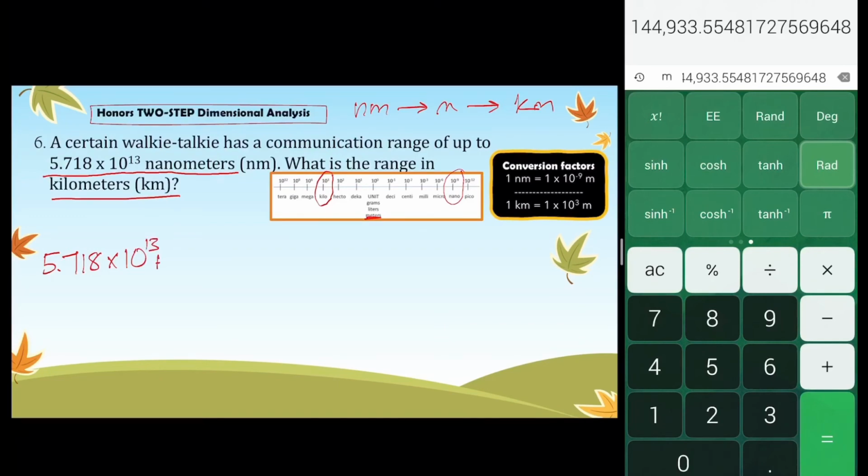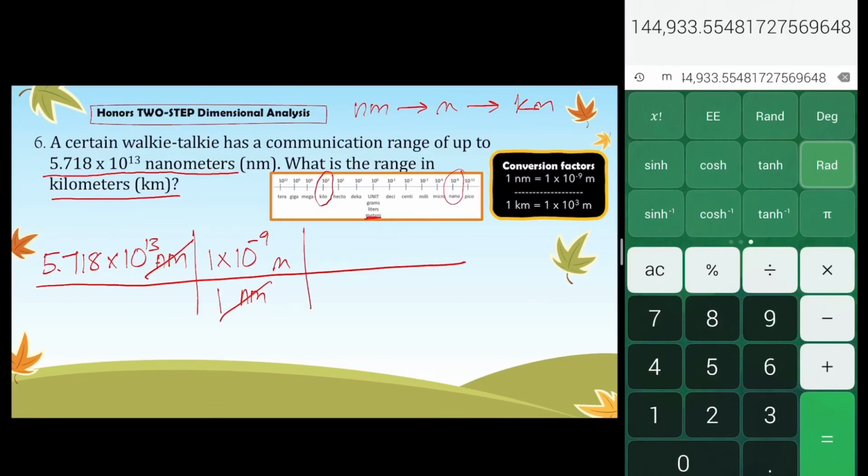5.718 times 10 to the power of 13 nanometers. We're going to cancel out nanometers, so nanometers will go in the denominator. And we're changing this to the base unit, which is meters. I'm going to stick with my prefix gets the 1 and put our equivalent value in meters up at the top, 1 times 10 to the -9. Okay, we got rid of nanometers. Now we need to get rid of meters to convert to kilometers. So meters at the bottom, kilometers at the top. 1 kilometer in the numerator equals 1 times 10 to the power of 3 meters.